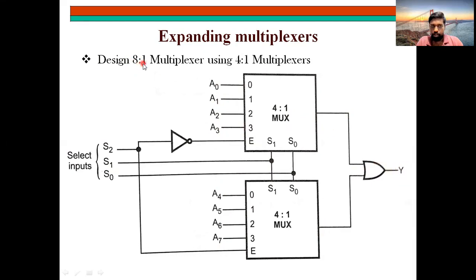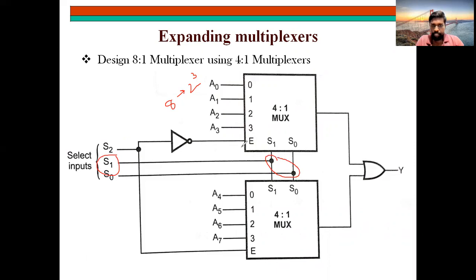So one output we got. 8 inputs we got, A0, A1, A2, A3, A4, A5, A6, A7. Total 8 inputs are there, and one output is there. And you should have observed that when you are having 8 inputs, obviously you should have 3 selector inputs. Why? Because 8 is nothing but 2 cube. So obviously you should have 3 selector inputs. But right now we are having only these two. Why? Because we tied only 2 and we need 1.